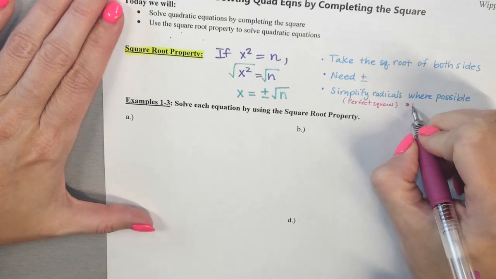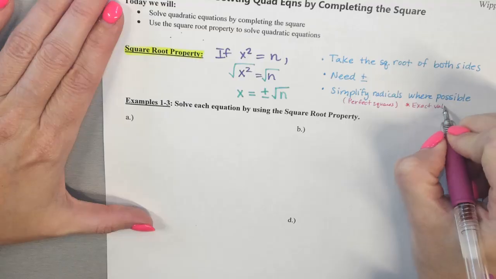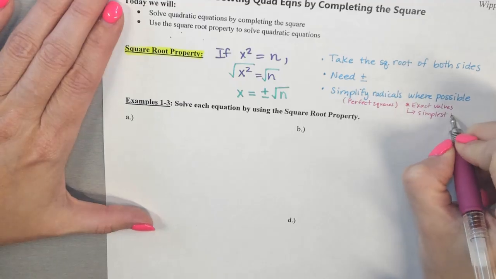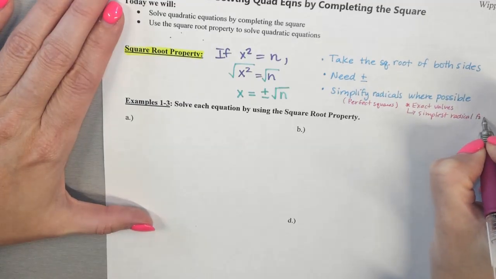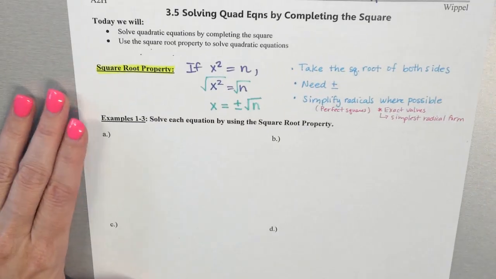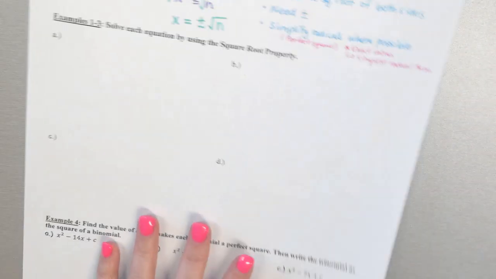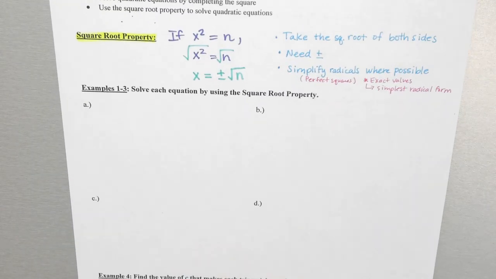And again, these are called exact values. And it's called simplest radical form. Okay, so if you ever hear me say it has to be an exact value or it has to be in simplest radical form, what that means is any radical has to have a perfect square taken out of it. Okay, so if it's the square root of 18, there's a perfect square in 18, you have to simplify. Okay, which is what we did in 3.3 as well with those imaginary numbers.